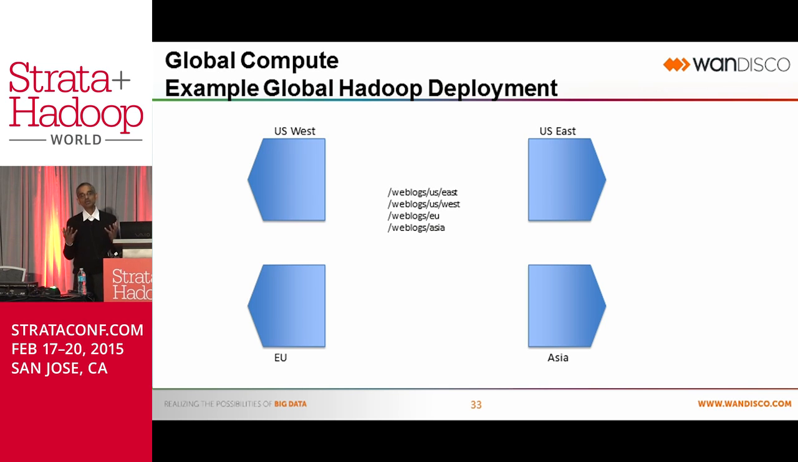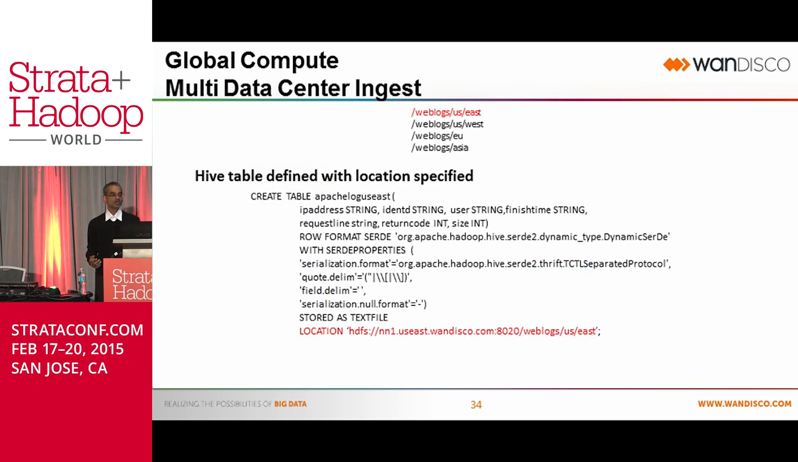But I want to show you the possibilities of having such strongly consistent data available in different data centers. This is a standard weblog processing system that I use for my experimentation. Let's say you have 4 data centers, US East, West, Europe, and Asia, and you're ingesting into each of those using Hive. Here's a table definition that I've been using for a while.